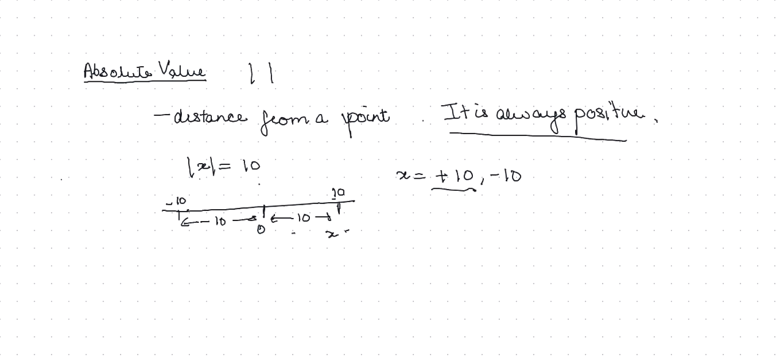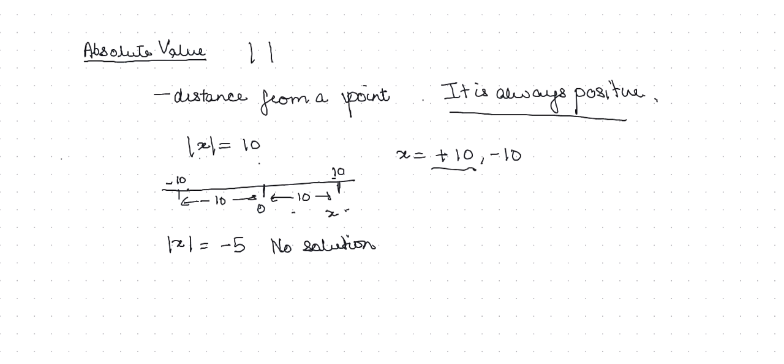Okay? Somewhere if the left hand side has an absolute value sign, and the right side is a negative number, then we say this equation has no solution, because absolute value is always positive and it can never be negative.